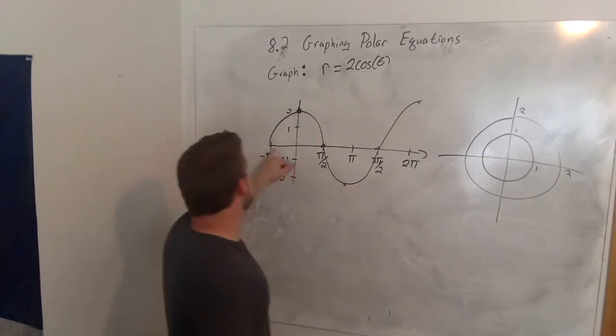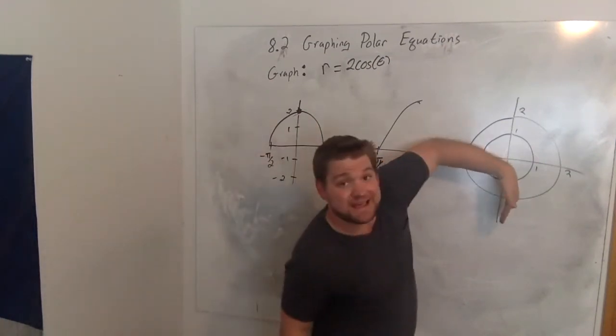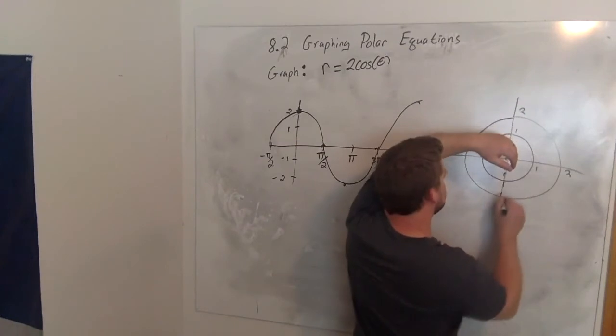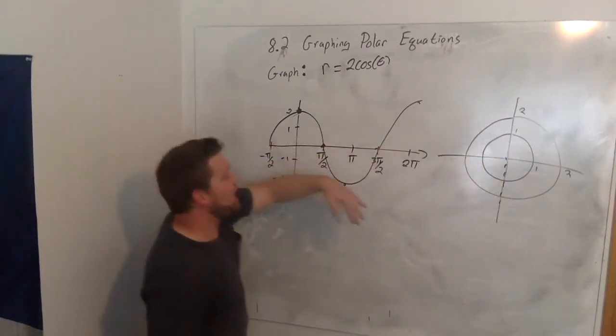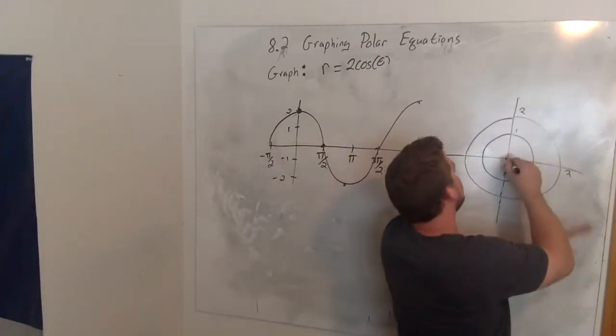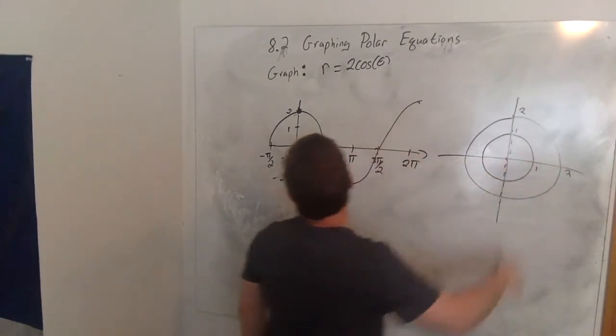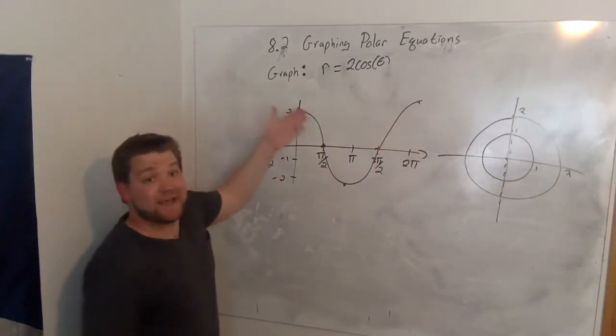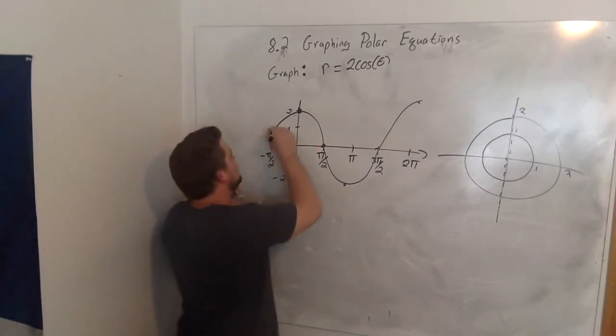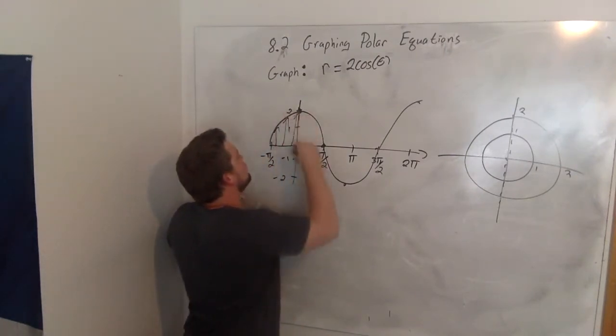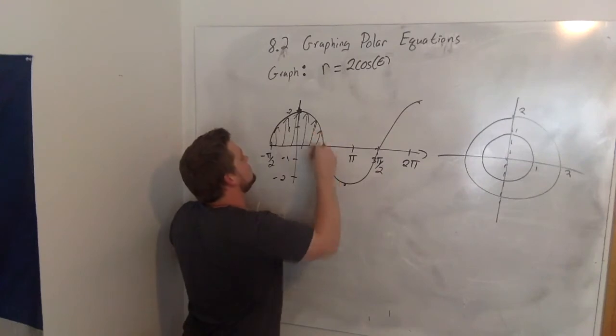So at negative pi over 2, this is negative pi over 2. And now we're going to go to pi over 2, so all the way over here. Within here, we are going to get a leaf. And the radius is going to be increasing and then decreasing.